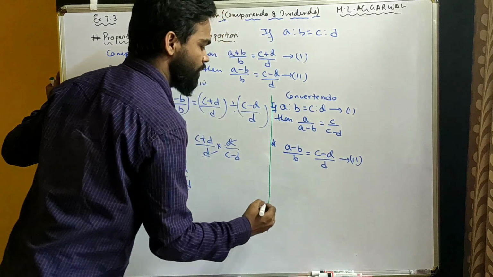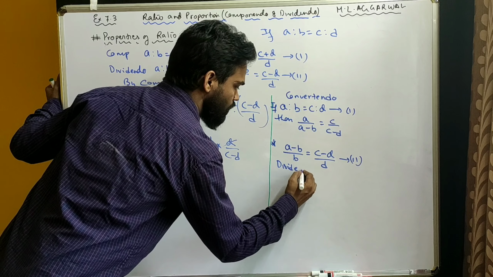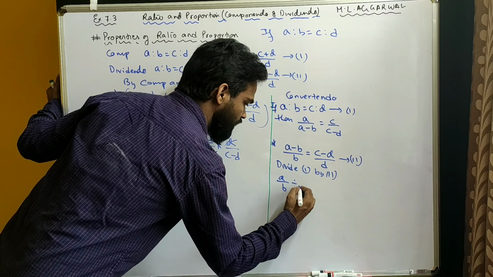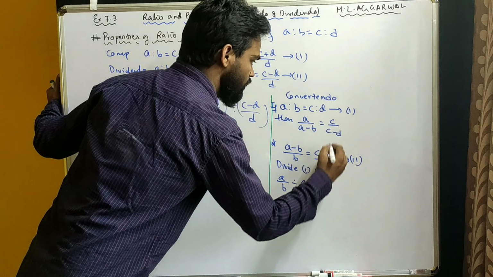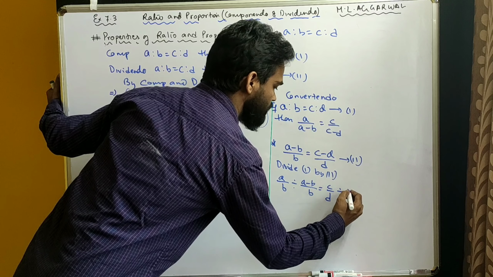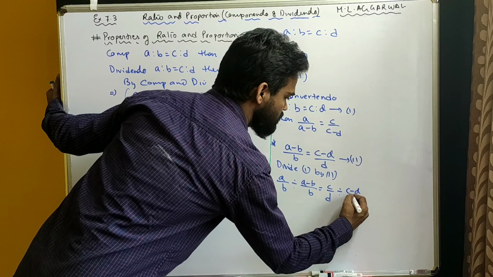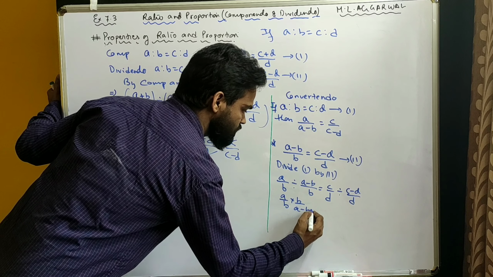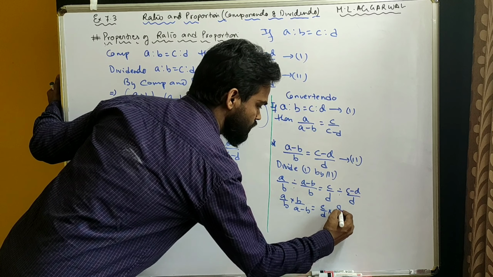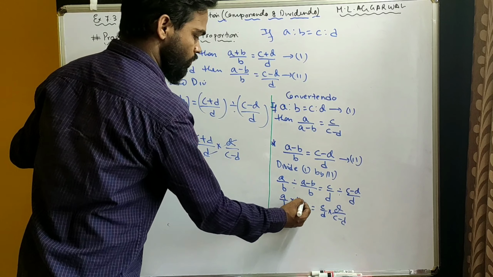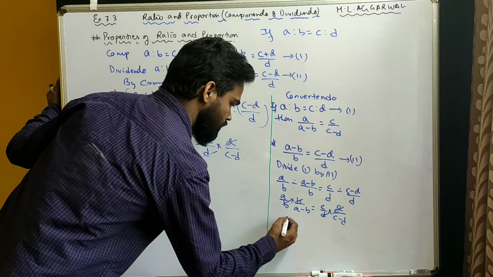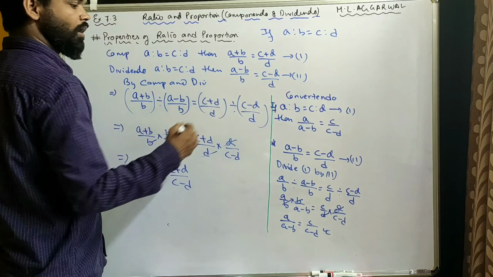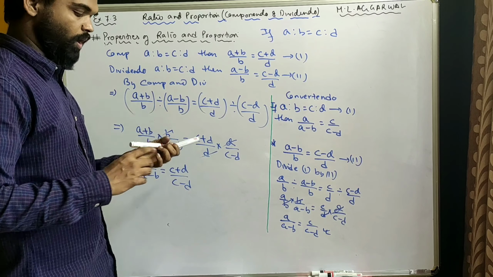Suppose this is 2. Now divide 1 by 2. What do we get? A by B divided by (A minus B) by B is equal to C by D divided by (C minus D) by D, which when you simplify becomes A by B into B by (A minus B) is equal to C by D into D by (C minus D), which, look carefully, becomes A by (A minus B) is equal to C by (C minus D), and that's convertendo. Am I clear? One more property, the last one.